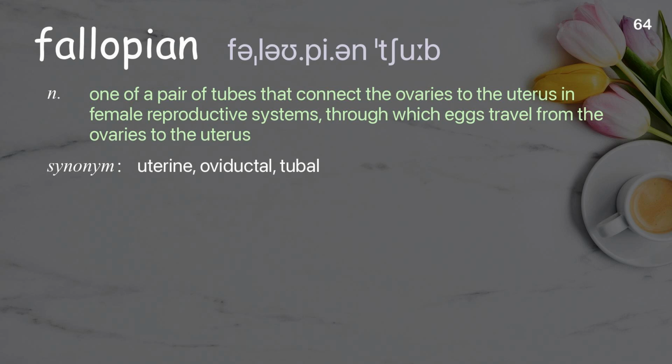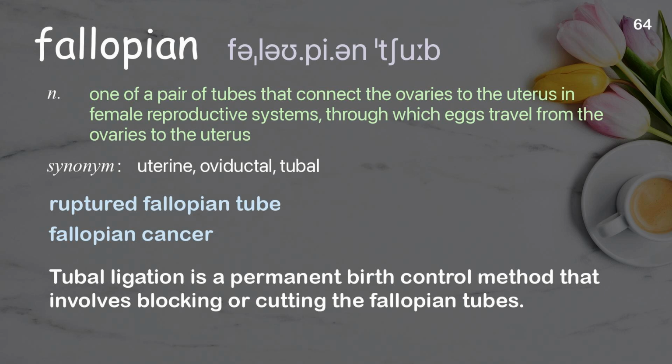Fallopian: one of a pair of tubes that connect the ovaries to the uterus in female reproductive systems, through which eggs travel from the ovaries to the uterus. Examples: ruptured fallopian tube, fallopian cancer. Tubal ligation is a permanent birth control method that involves blocking or cutting the fallopian tubes.